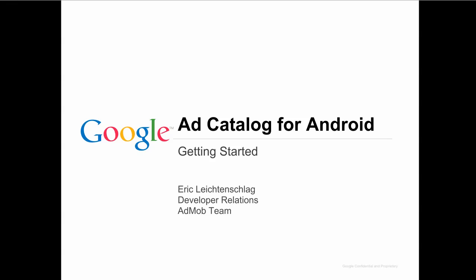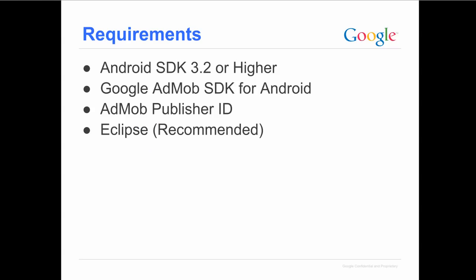Today I will walk through how to get started with the Ad Catalog for Android, a sample project that demonstrates how to incorporate ads into your Android application. The requirements for this sample project are an Android SDK version 3.2 or higher, the Google AdMob SDK for Android, and an AdMob Publisher ID. This walkthrough will also be using the Eclipse development environment. It is assumed that you have the Eclipse development environment, as well as the Android SDK, installed on your machine.